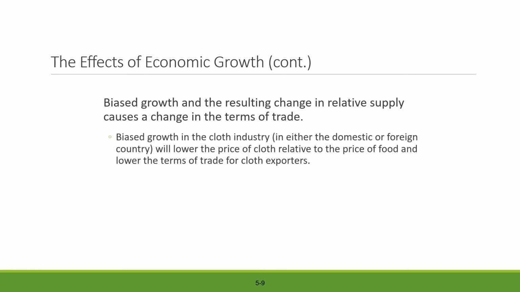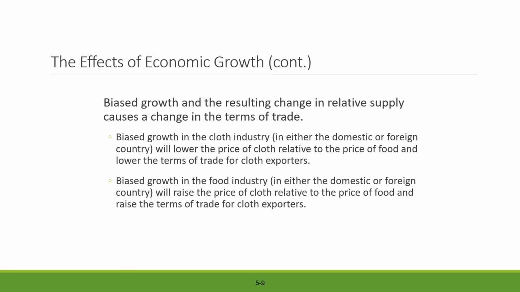Biased growth in the cloth industry in either the domestic or foreign country will lower the price of cloth relative to the price of food, and lower the terms of trade for cloth exporters. And then biased growth in the food industry in either the domestic or foreign country will raise the price of clothes relative to the price of food and raise the terms of trade for cloth exporters.